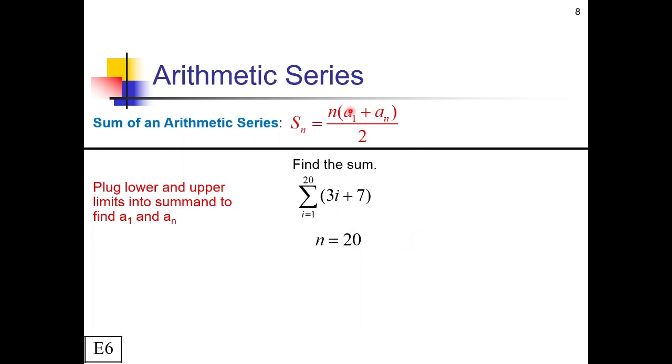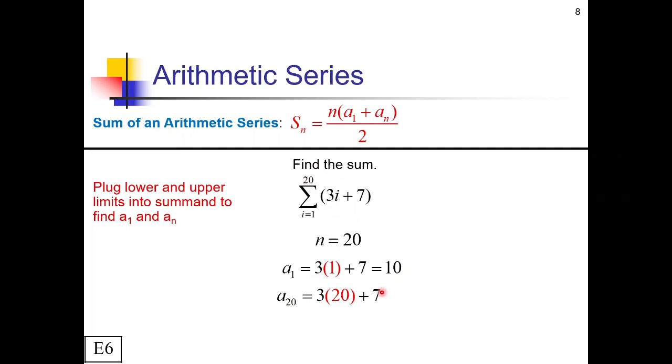Now, how about the first term? That's going to be 3 times 1 plus 7. So that's going to be 10. And then to get the nth term, the 20th term in this case, that's going to be 3 times 20 plus 7.